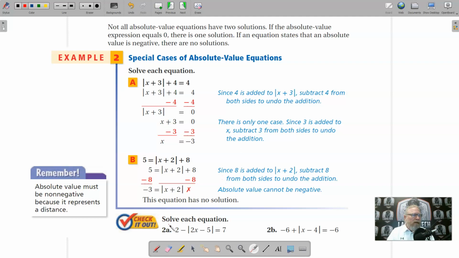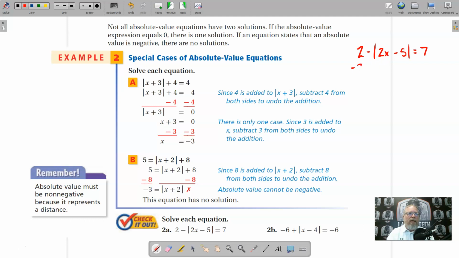So let's try to solve 2a. We'll work on 2a. Looking at this one here, I have 2 minus the absolute value of 2x minus 5, and this is supposed to equal 7. So I need to get rid of the 2. I need to isolate the 2x minus 5, correct? I've got to get it all by itself, isolated, first before I can do anything.